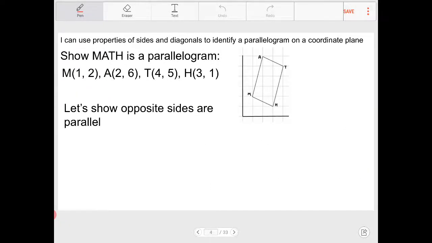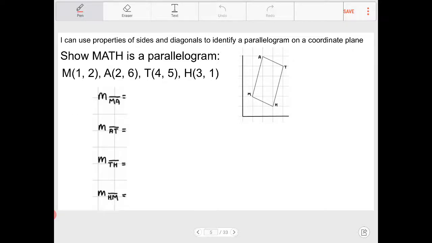All right, so we're going to show that opposite sides are parallel. How are we going to do this? What was the slope formula again? Because we need to use the slope formula, right? Pause the video, see if you can figure this out on your own. The slope formula, one more time, is m equals change in y over change in x, which is also the same thing as y2 minus y1 over x2 minus x1. See if you can pause the video and figure this out on your own.